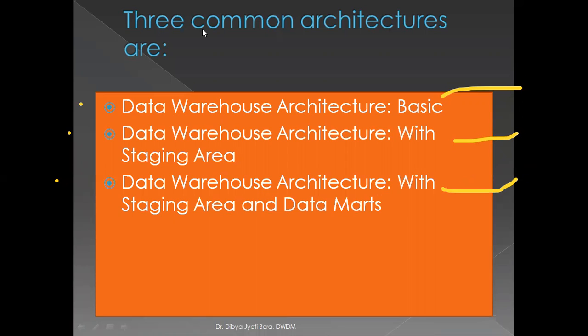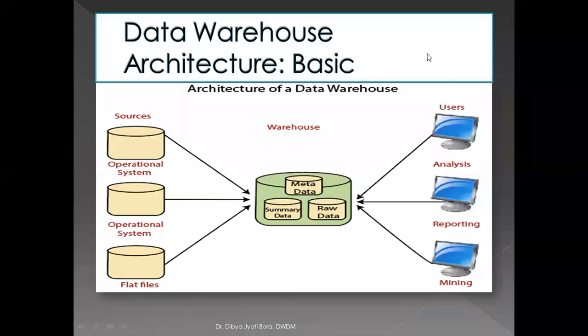ठीक है, हम देखेंगे अब बेसिक से लेके ये लास्ट वाला थर्ड तक, ओके। Now look at this figure, data warehouse architecture, basic one. आप लोग देख सकते हो कि इसमें हमने बहुत सारे कंपोनेंट्स इंक्लूड किया है, ओके। We have included different components in this part, basic data warehouse architecture.